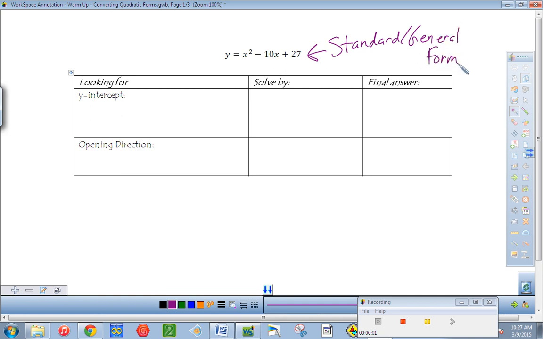You do need to know which form is which, because if they ask for your final answer in a certain form, you need to know what form that is. Alright? So, what should your y-intercept look like? Should it be a number? Should it be an equation? Should it be a coordinate?